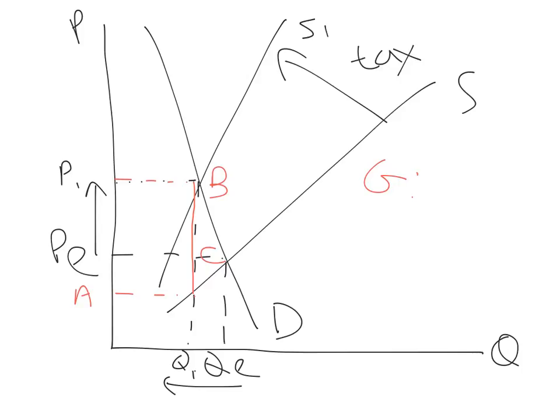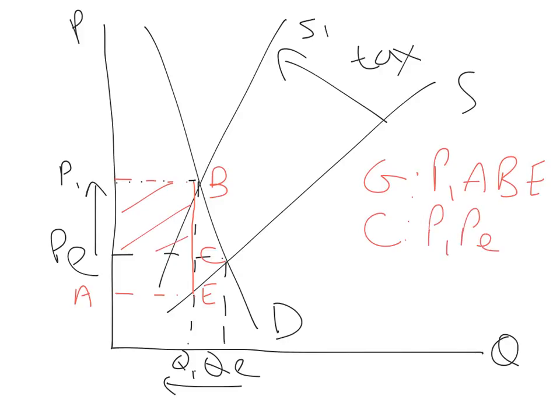So if I put some numbers and some letters onto here, the government is going to receive P1, A, B, E. The consumer is going to have the slightly greater incidence or burden of taxation here at P1, PE, BE, and the producer is going to absorb some of the tax, PE, ACE.